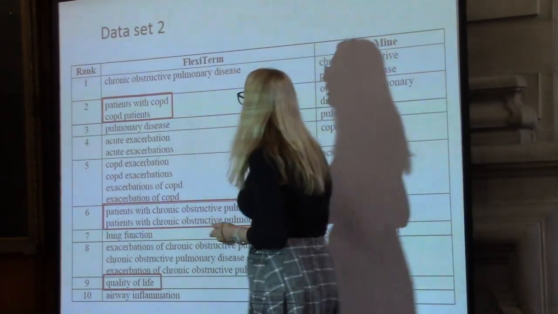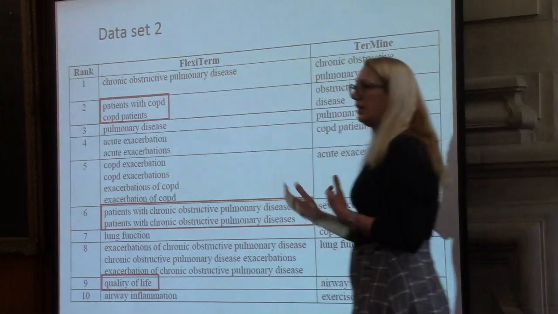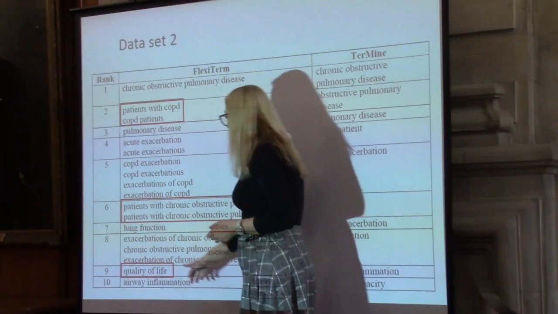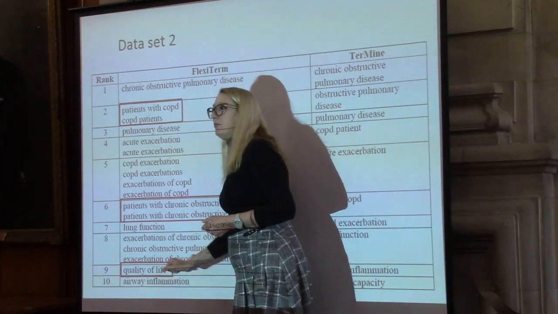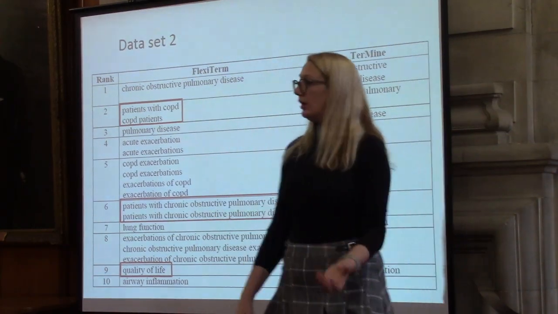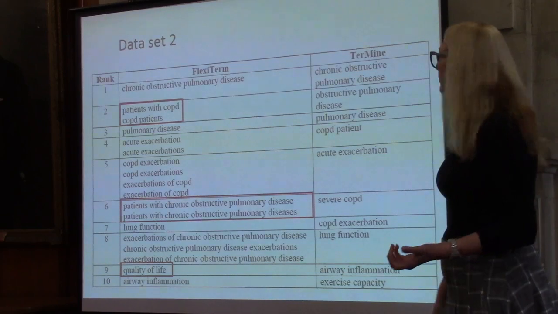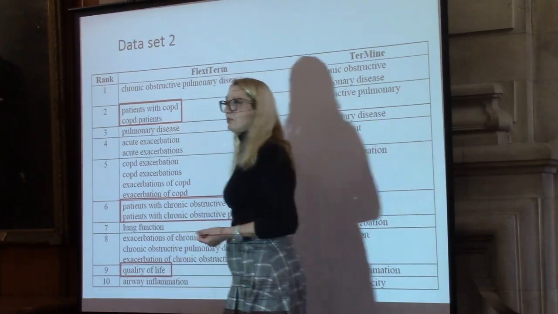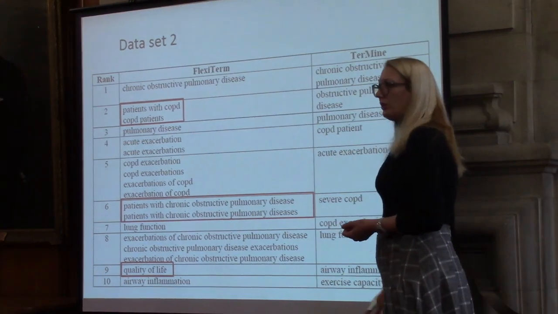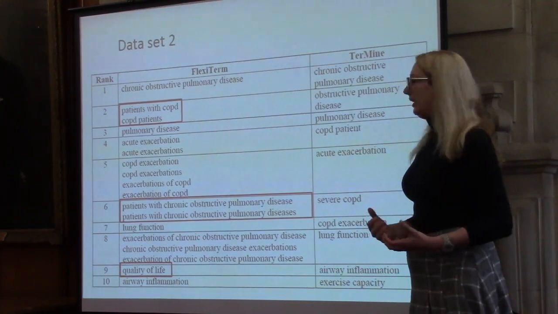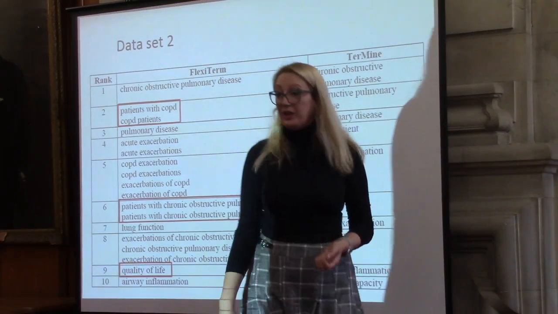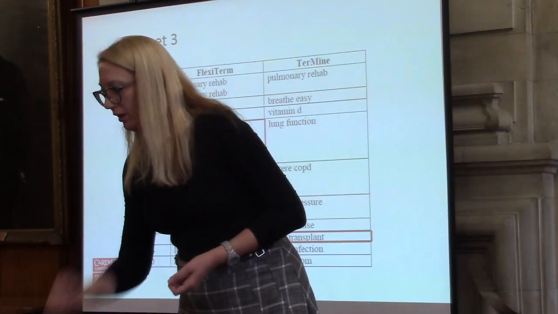Another thing is, because this is COPD, it's a chronic disease, it's very unpleasant, and it affects the quality of life. From scientific abstracts, we managed to pull out this as a concept, quality of life, whereas Termine, because it's not risking too much with prepositions, ignored it completely. So if you do text mining, you can't afford to miss out on important variables such as this one.